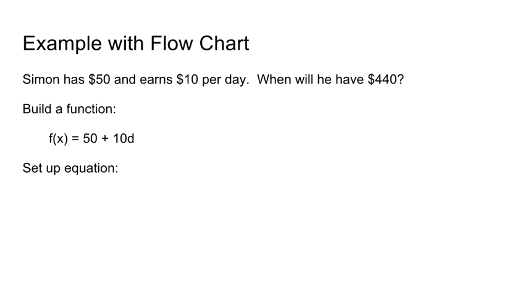Now you need to set up the equation: 50 plus 10d equals 440. Why 440? Because 50 plus 10d represents the total amount of money, and so does $440. That's the total amount of money we're looking for, so they have to be equal to each other. Now we need to solve the equation. Here's the equation again, 50 plus 10d equals 440.